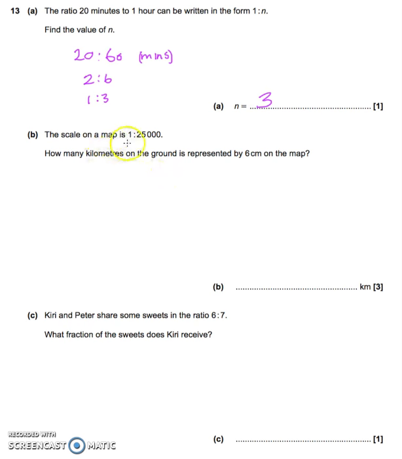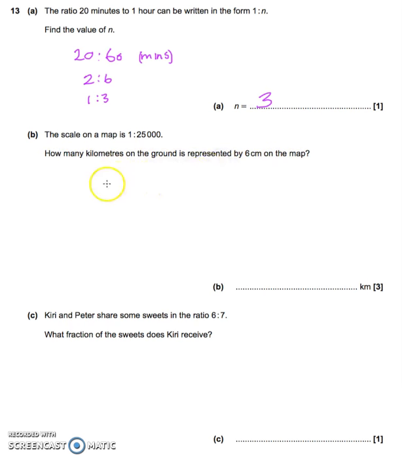Part B. We've got a scale on a map and it's 1 to 25,000. That means for every 1 centimetre on the map, there are 25,000 centimetres in reality, in the real world. We need to work out how many kilometres on the ground is represented by 6 centimetres on the map.